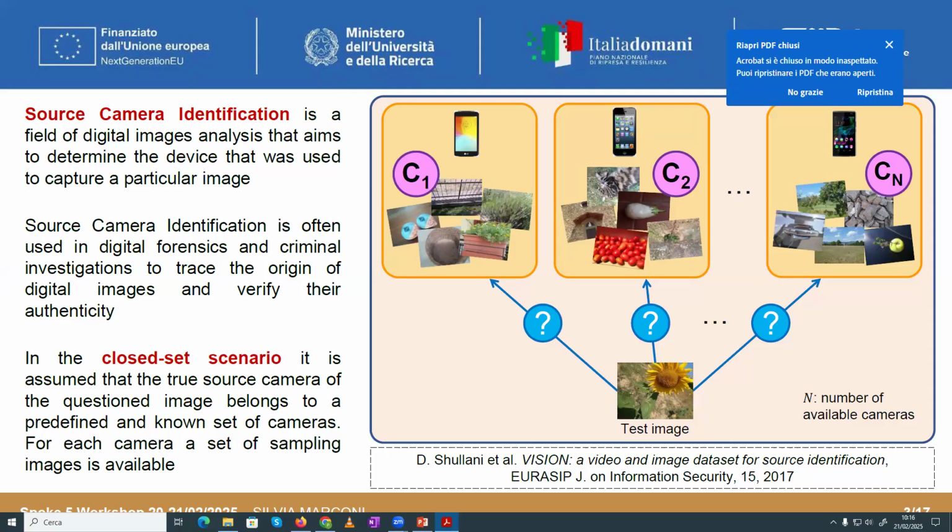Here we work in a closed set scenario in which we suppose that we have a predefined set of cameras, and we have at our disposal a set of sample images for each camera. But how can we associate the image to the right camera?